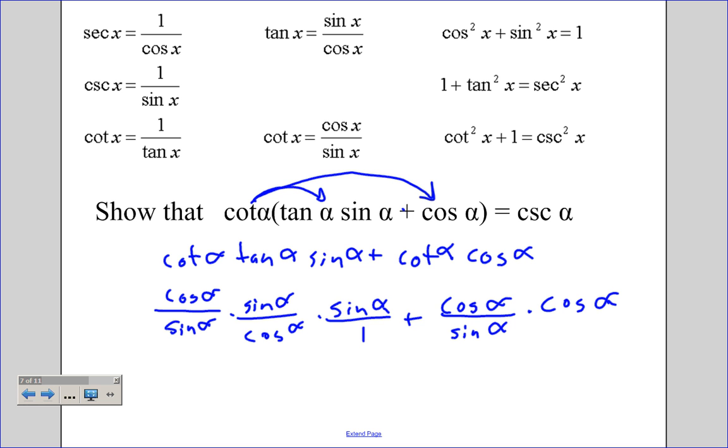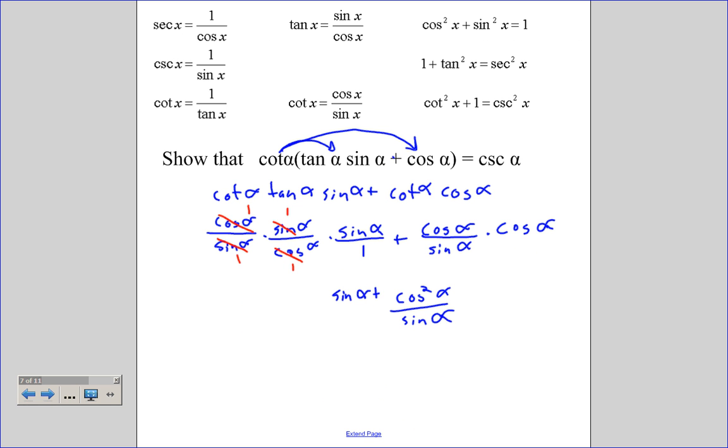All right, let's see where this goes. Well, if we cancel out cosine divided by cosine, that would be 1 over 1. Sine of alpha over sine of alpha would be another 1 over 1. And so that just leaves sine of alpha over here. So we'd have sine of alpha on the left-hand side. We're going to add that to cosine squared alpha over sine of alpha. All right, so now to add these, we need a common denominator, which will be sine of alpha.